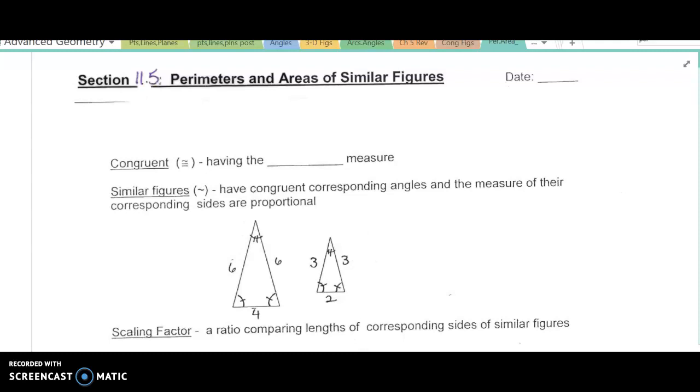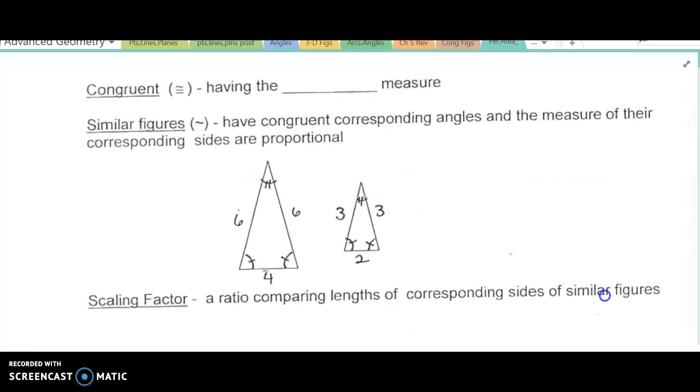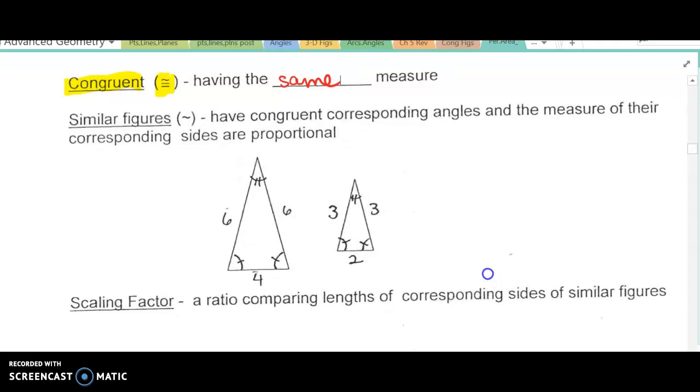So it's been a minute since we talked about some similar stuff. That was like back in January. So let's go back and just remember what we're even talking about when I say the word congruent or similar. So we know the word congruent, that's the congruent symbol there. That's the squiggle over the equal sign. And that means two things have the same measure. They're the exact same size, exact same shape.